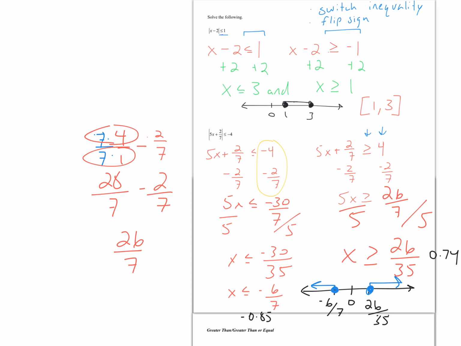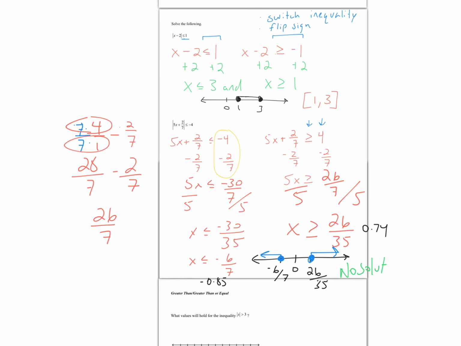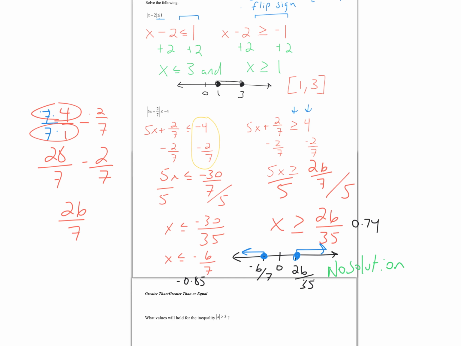Well, you notice there's no overlapping regions. They split off, like an or inequality. So what that means is there is, and I'm going to write it off to the side, no solution. No solution. Because it has to be less than or equal to a negative and greater than or equal to a positive. That's impossible. No solution.